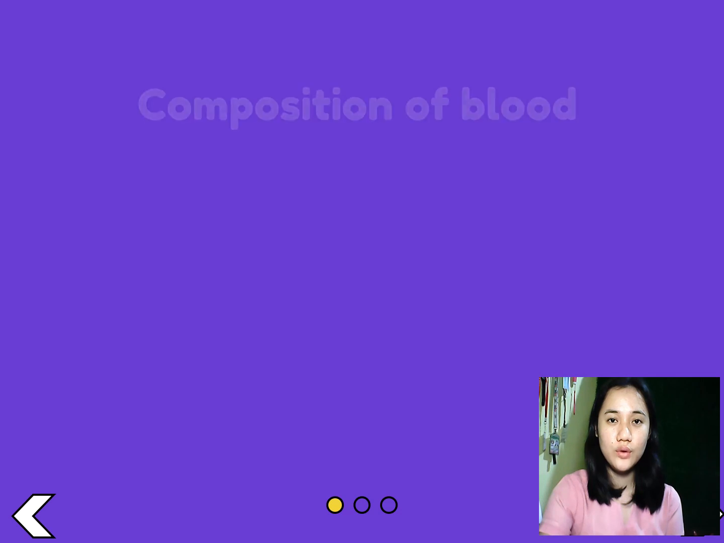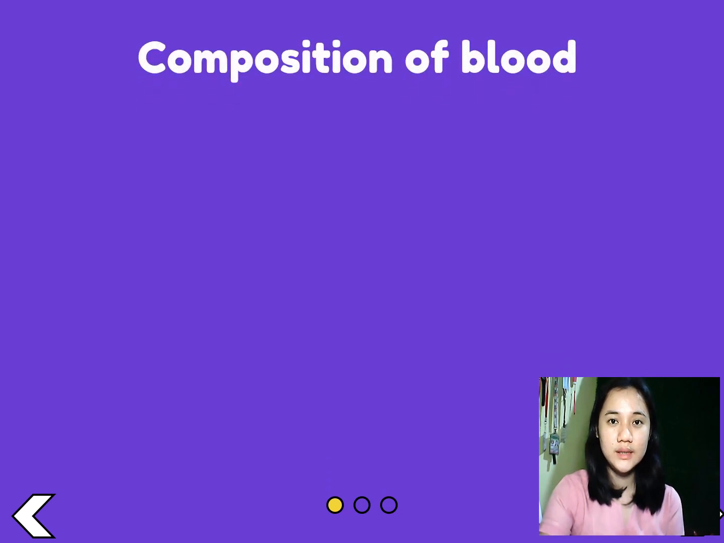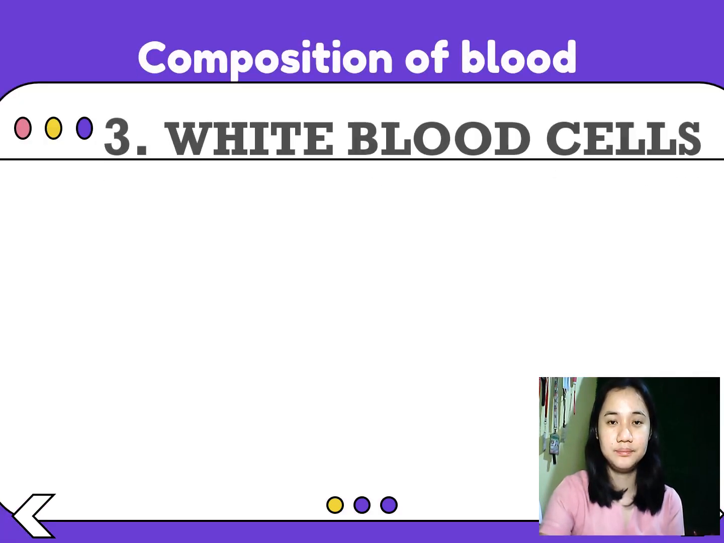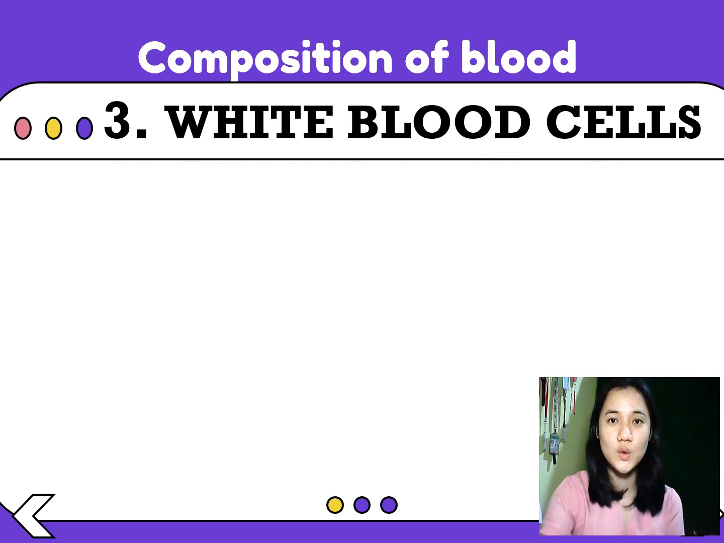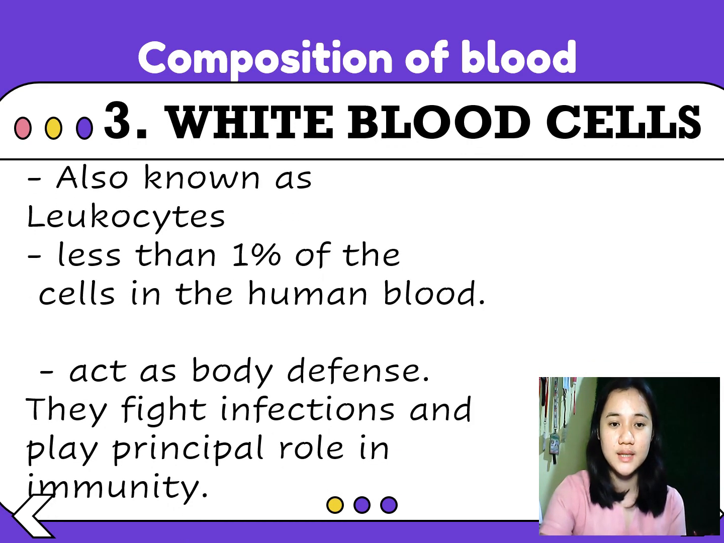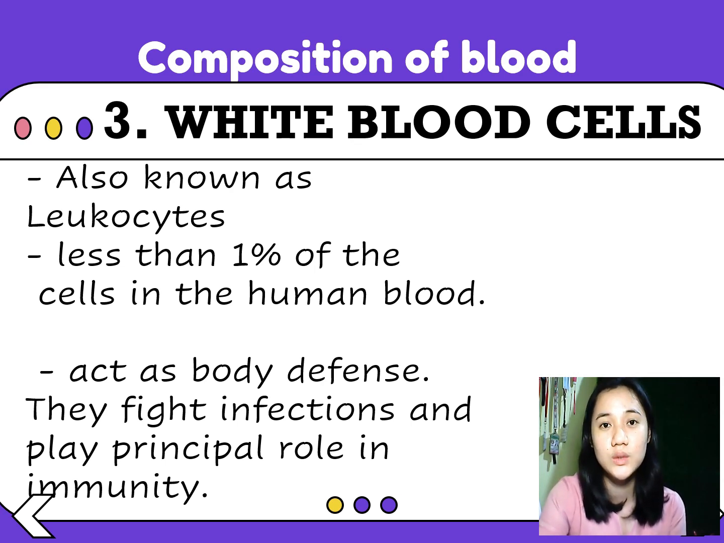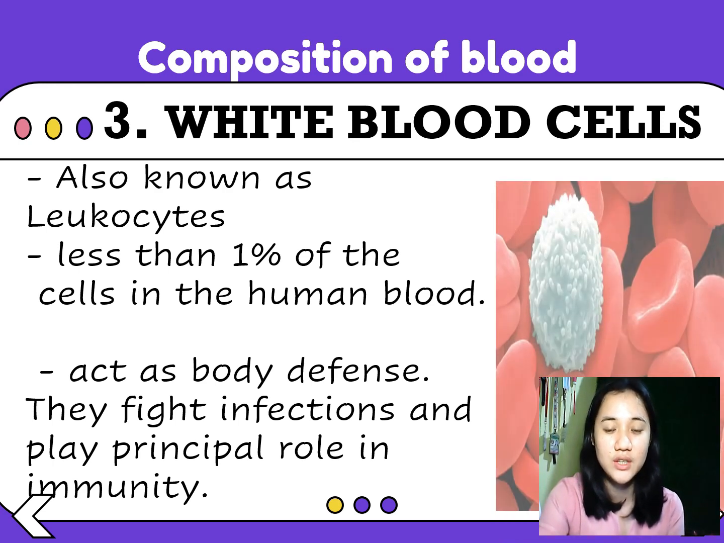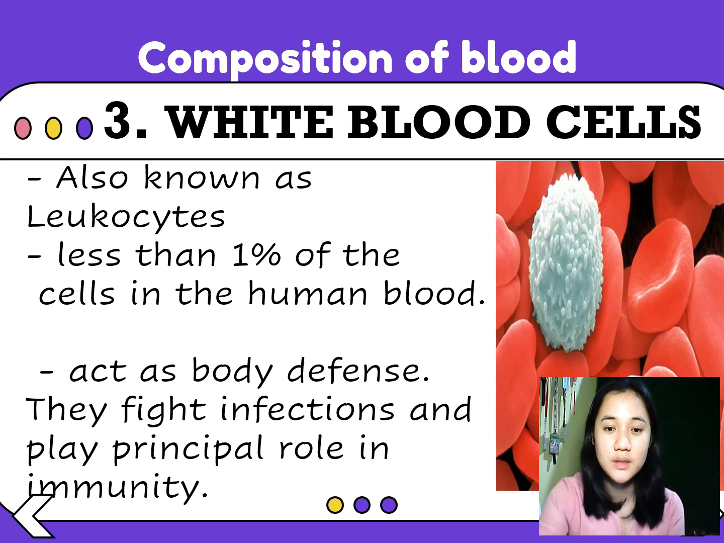Another part of the blood is the white blood cells or WBCs, also known as the leukocytes. It is less than 1% of the cells in the human blood. That means very few lang ang kanyang number in the total blood volume of a person. It acts as a body defense, and they fight infection and play a principal role in immunity.